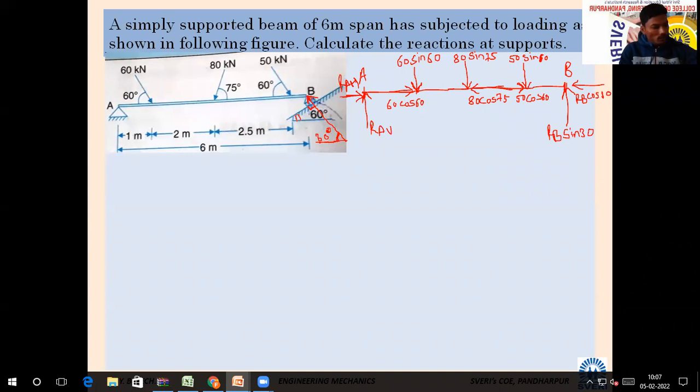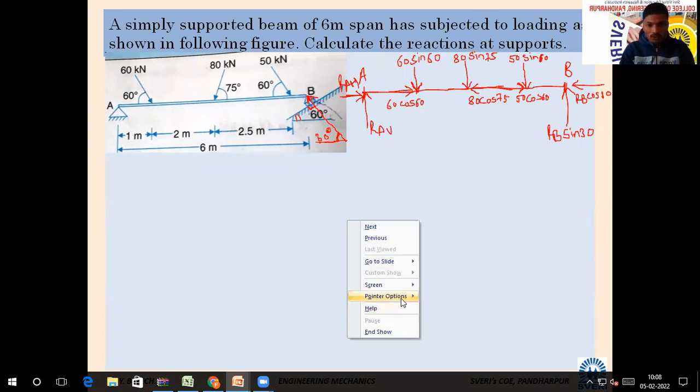What was different in this problem? What was the new thing in this? The support, the roller support, was the inclined one. So that was something new in this problem. In each problem, you will find a little new thing.